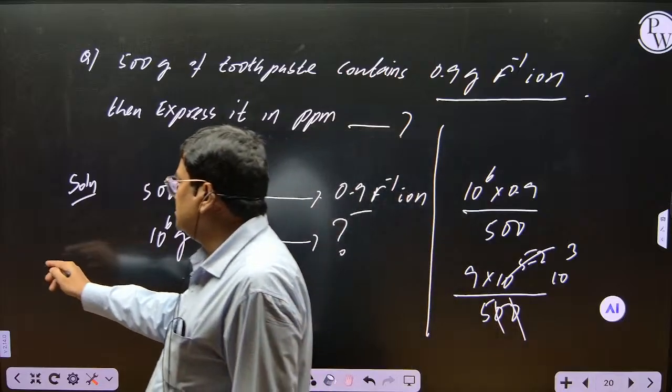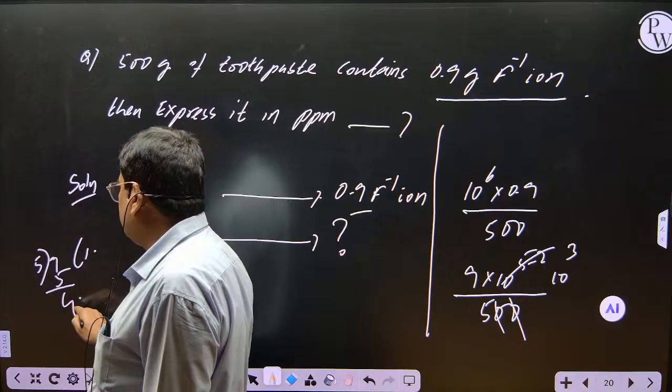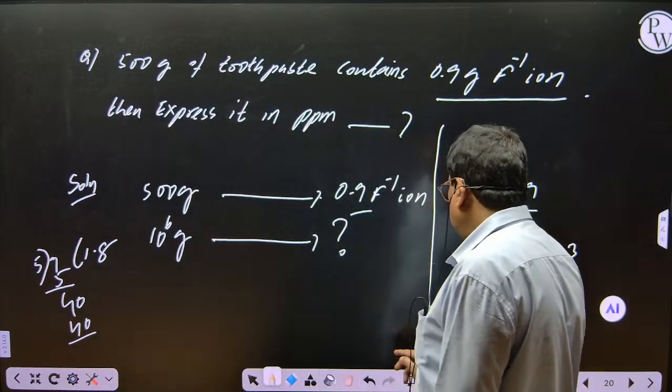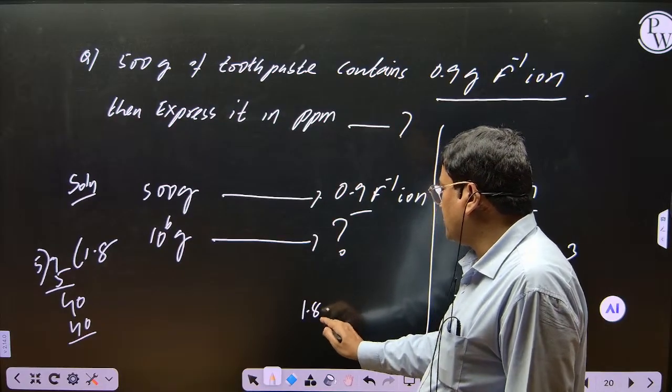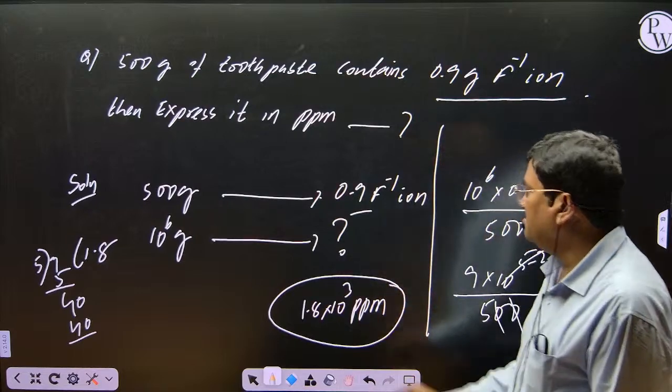How much do you get? Do it in rough work. 5 ones are 5, 4 will be remaining. 5 8s are 40. Correct. So the answer should come 1.8 into 10 power 3. This many what? ppm. What is ppm? Parts per million.